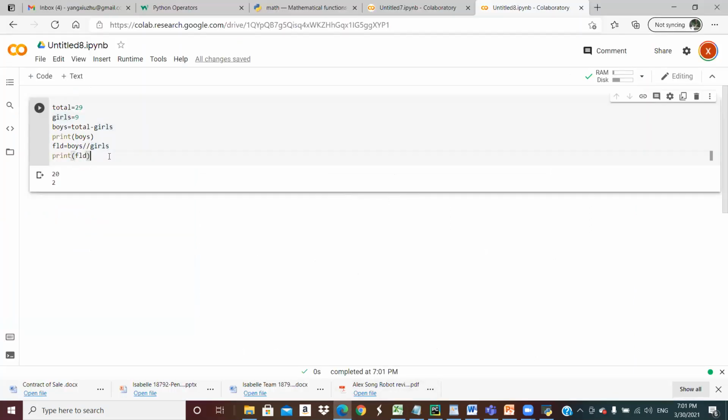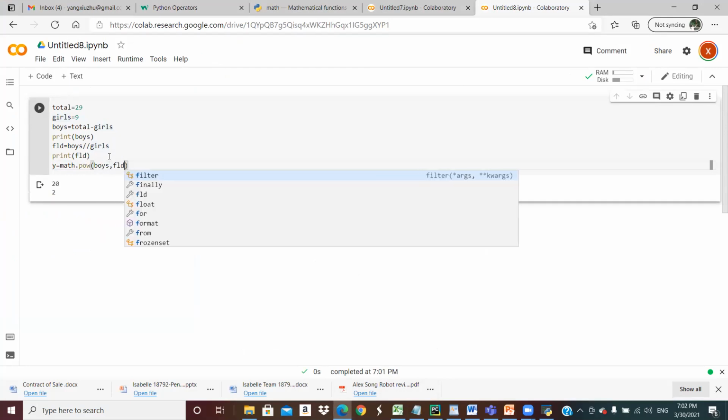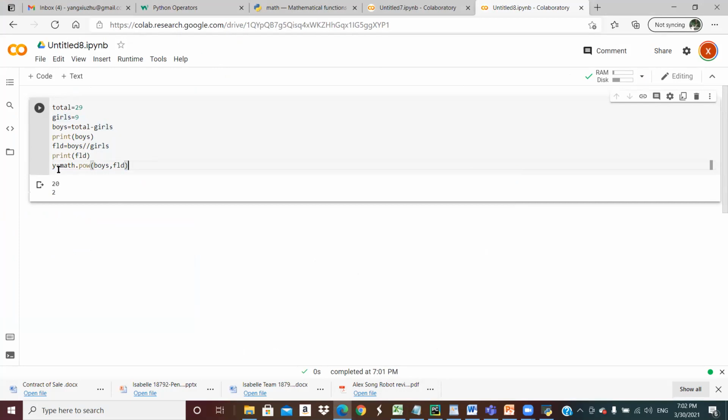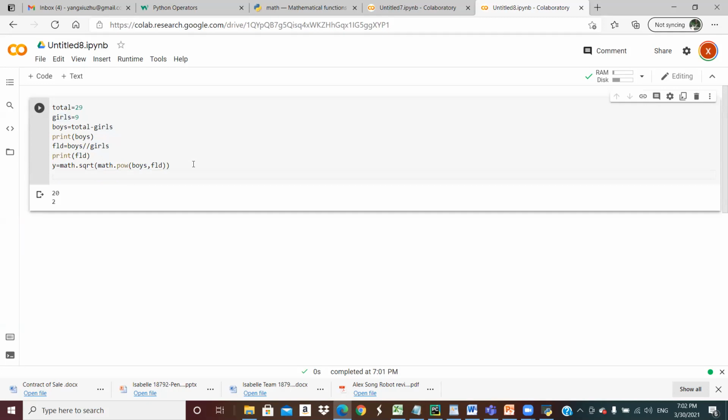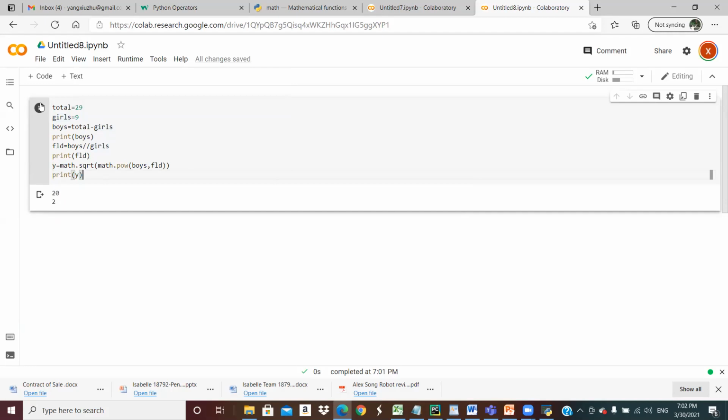So let me do another one. I will say y equal to boys, right? The power. So I will use math.pow, and that's the boys, and the power is the floor division, and I got that. And then I will need to do the math square root, math.sqrt, and that is the value. So now I want to print out the y value. So what is y? Let me run it.